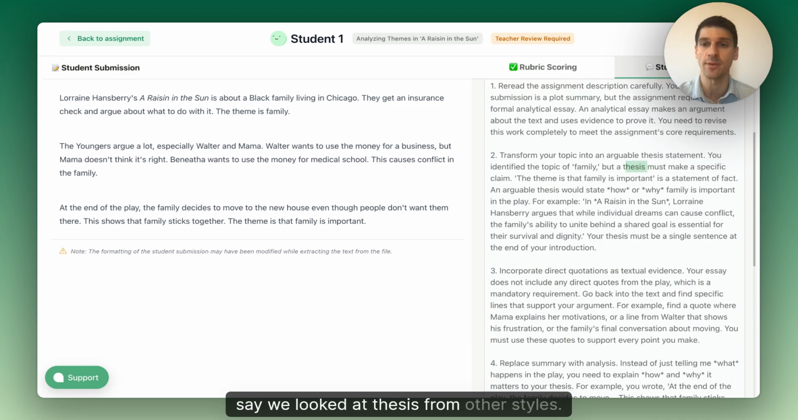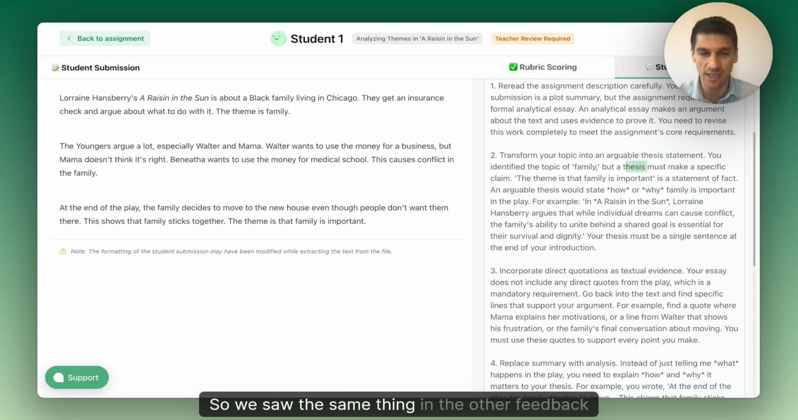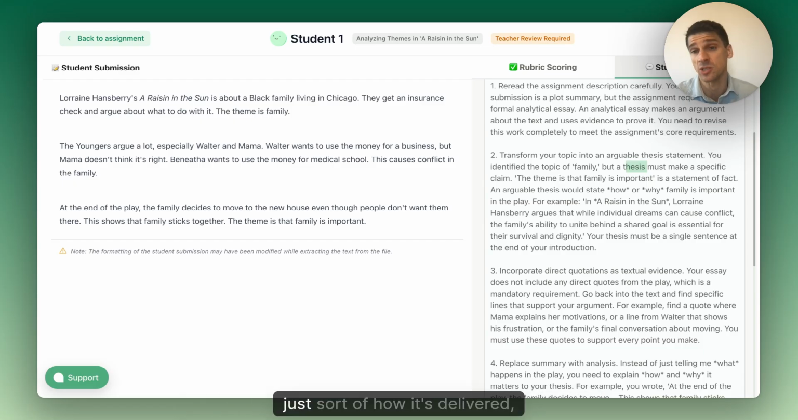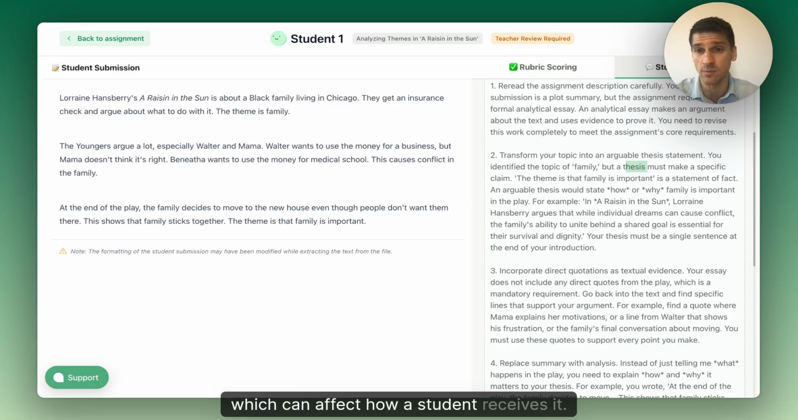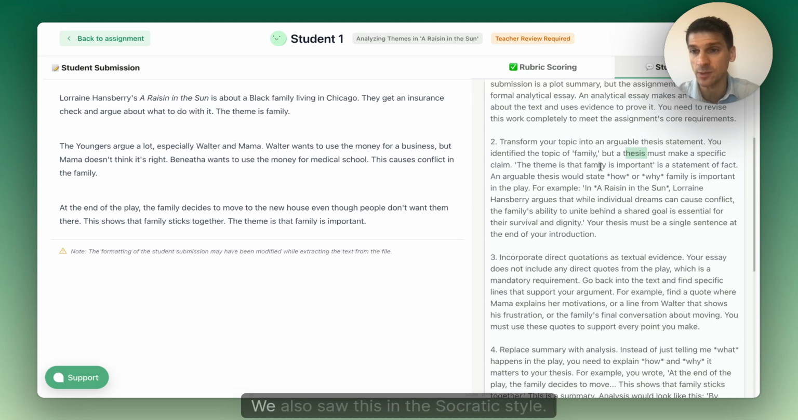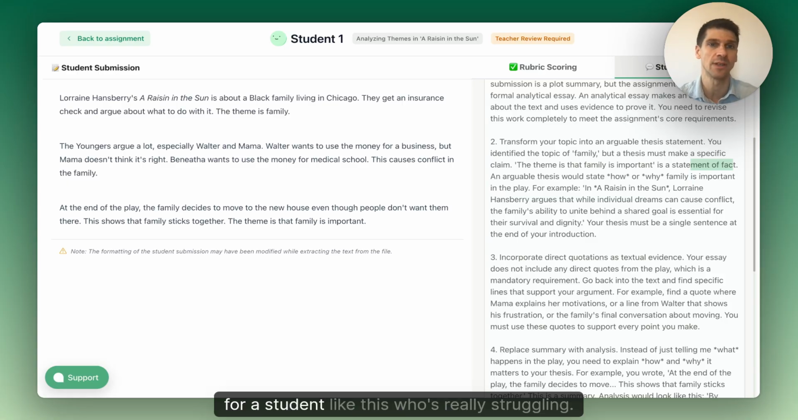We looked at thesis from other styles, so let's look at it from actionable. Transform your topic into an arguable thesis statement. You identify the topic of family, but a thesis must be a specific claim. So we saw the same thing in the other feedback styles. They're saying this student has not been specific enough, right? That's what we want to see. The feedback style shouldn't change what the feedback is, just sort of how it's delivered, which can affect how a student receives it, right? The theme is that family is important is a statement of fact. We also saw this in the Socratic style, right? An arguable thesis would state how or why family is important. And then it gives an example. So here's actionable. This might be best, in my opinion, for a student like this who's really struggling.